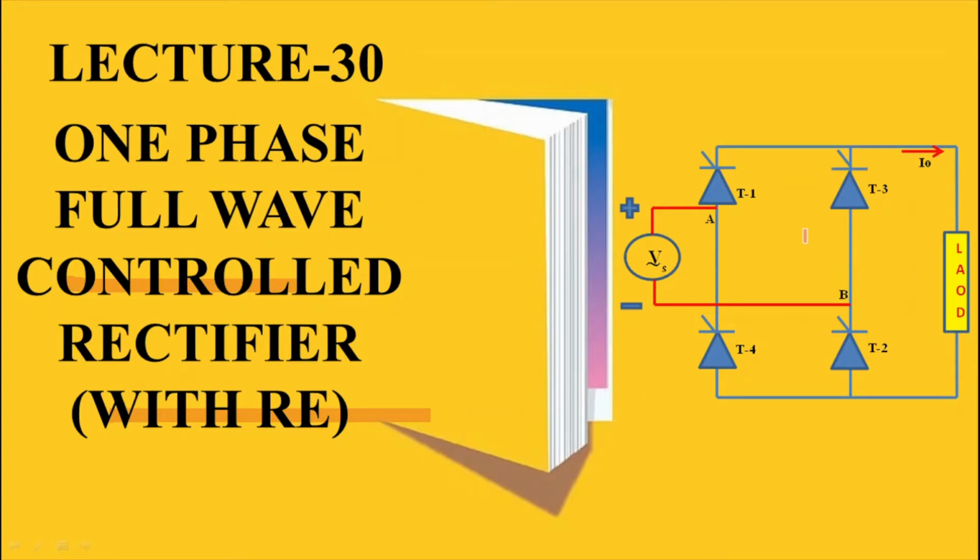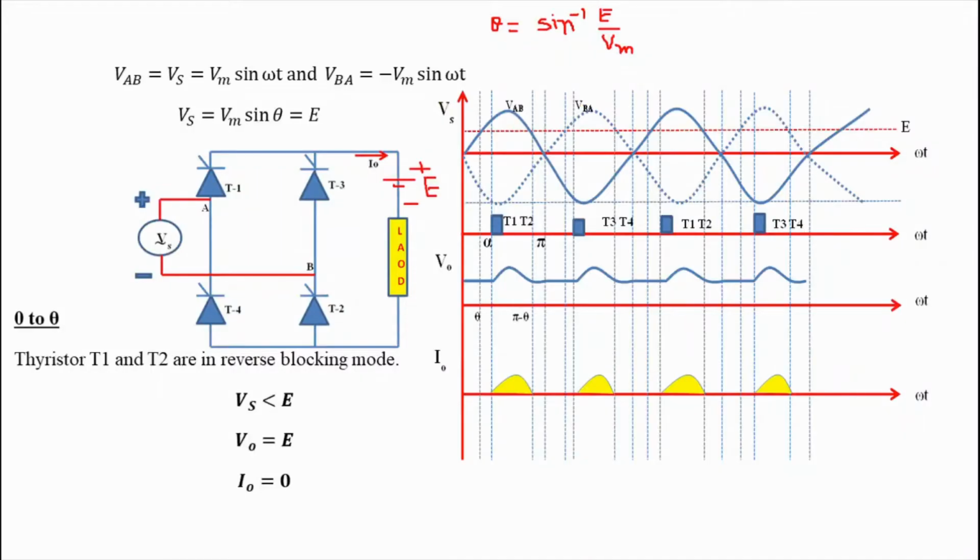Hi friends, this is lecture number 30 and today we are going to study single phase full wave controlled rectifier with RE load. So here this is the circuit diagram of the rectifier. Here the load is RE type. RE type load means this EMF E is included in the load and the polarity of this load is: upper plate is positive and lower plate is negative.